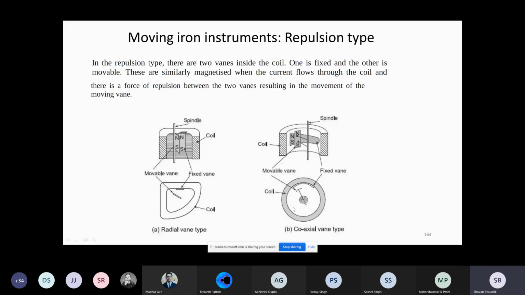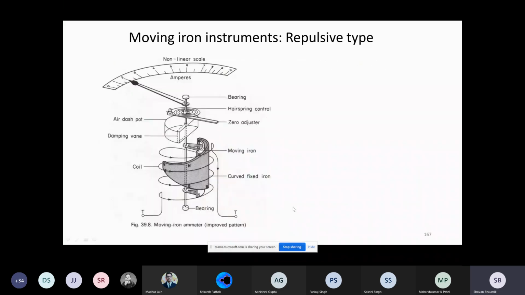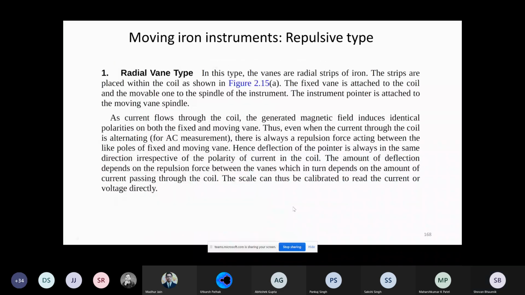So that's what I mentioned here. There are two types of repulsion type instrument. There is a radial vane type. In this type, the vanes are radial strips of iron. The strips are placed within the coil as shown in figure 2.5a. The fixed part is attached to the coil, and the movable one is attached to the spindle.